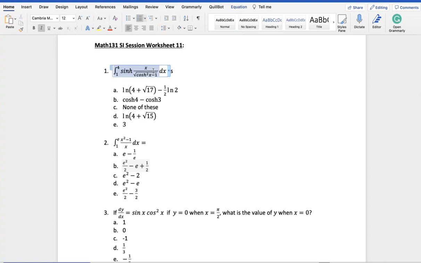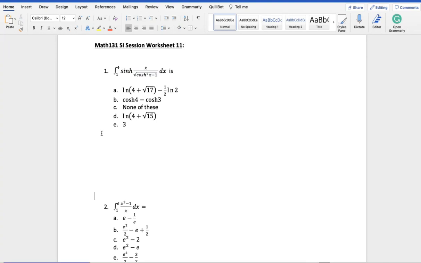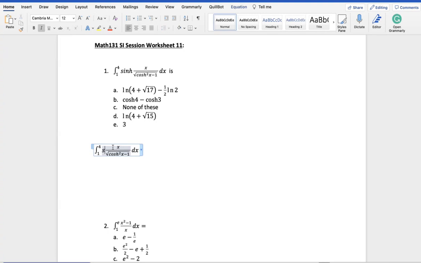So if we start with question 1, let's just make some space there. Starting with question 1, you have a problem that is asking you to solve for the integral of the hyperbolic sine of x. So this was a mistake on my side, by the way. It's supposed to be hyperbolic sine of x divided by the square root of the hyperbolic cosine of x squared minus 1.